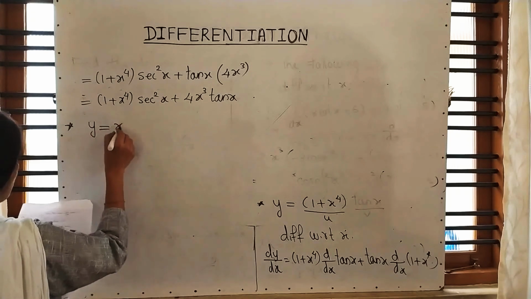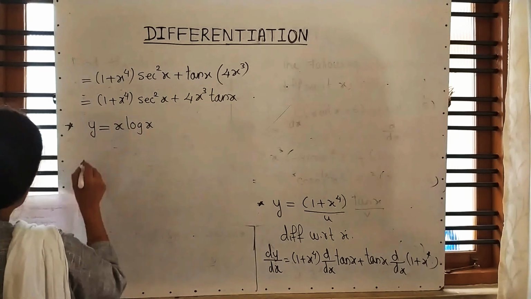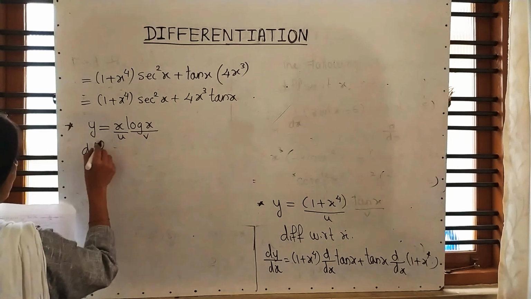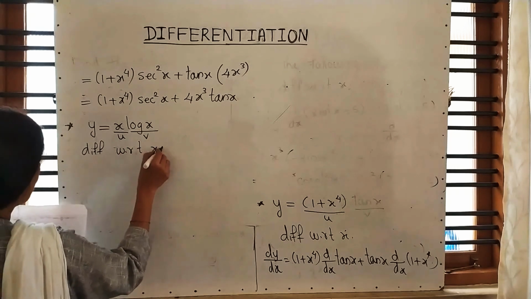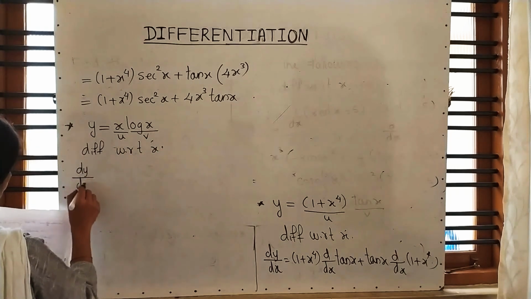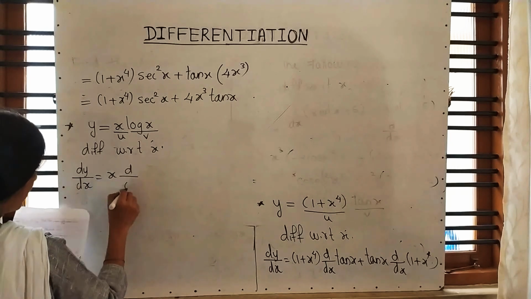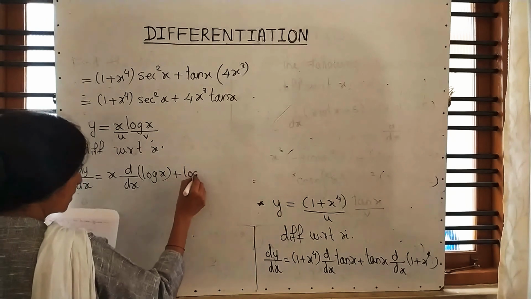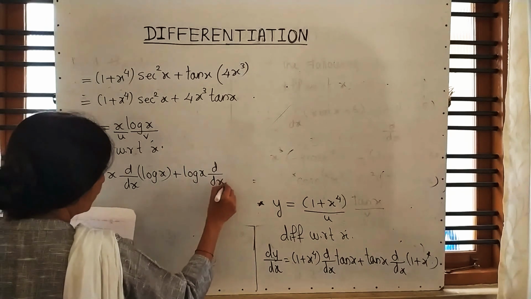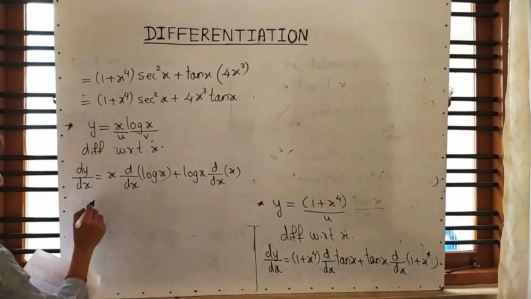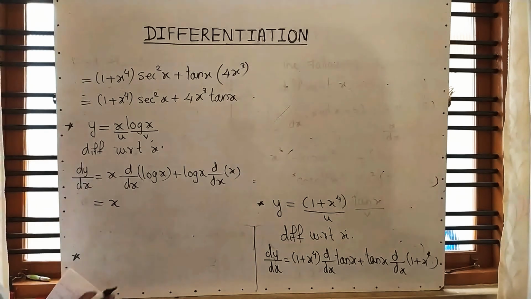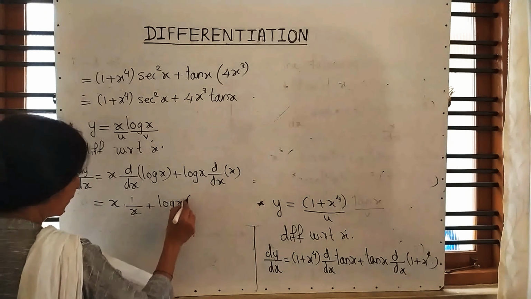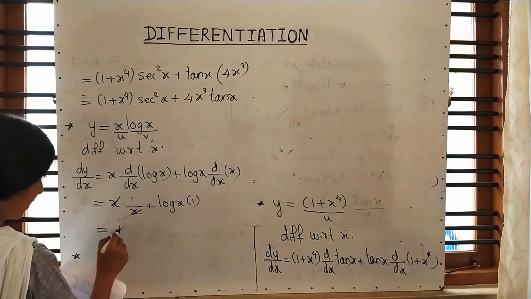Y is equal to x log x. This is u, this is v. Dy upon dx is x into differentiation of log x. Next step, log x as it is, differentiation of x with respect to x. See, x is before differentiation, keep as it is, differentiation of log x is 1 by x. Plus log x, differentiation of x is 1. This x and this x get cancelled.